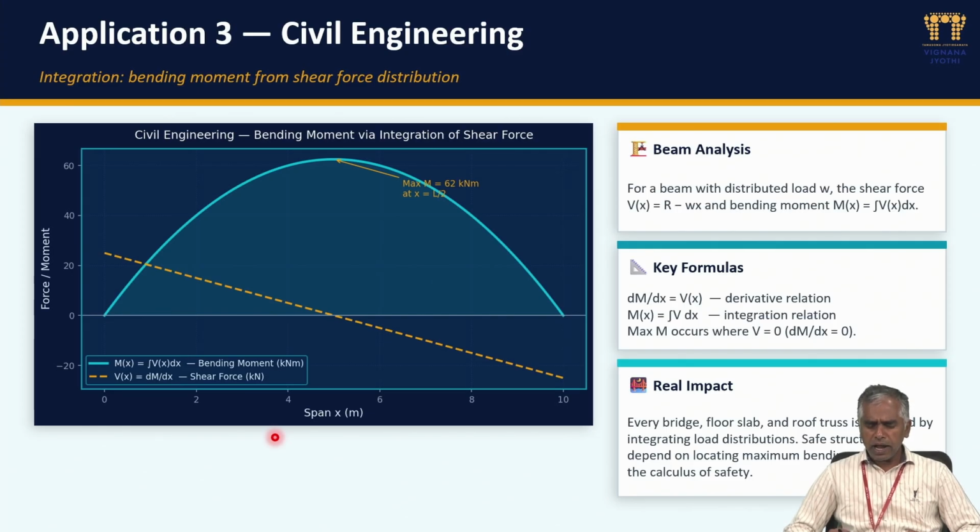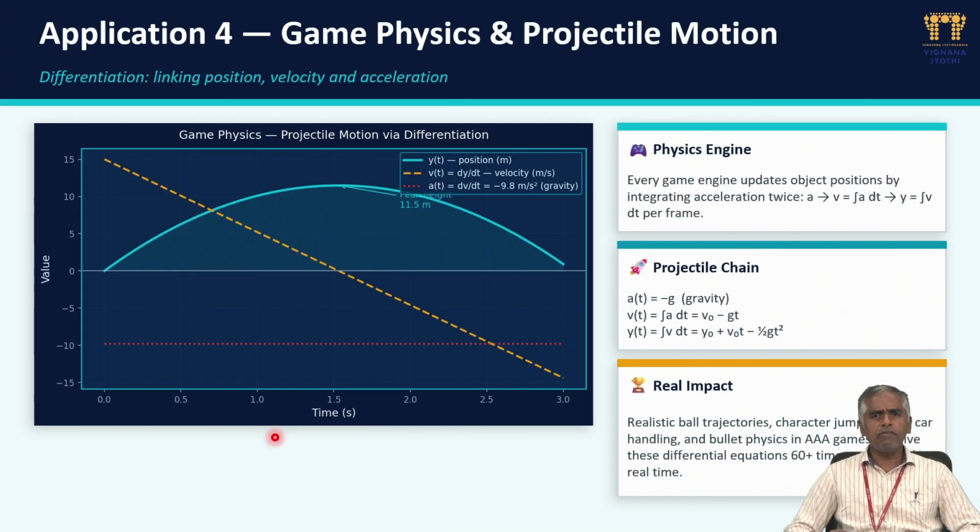Okay. So in the real impact, every bridge or floor slab or a roof truss is designed by integrating load distributions. Safe structures depend on locating maximum bending moment and the calculus of safety. So this is the small application in civil engineering which involves the concept of differentiation and integration, especially moment from shear force distribution.